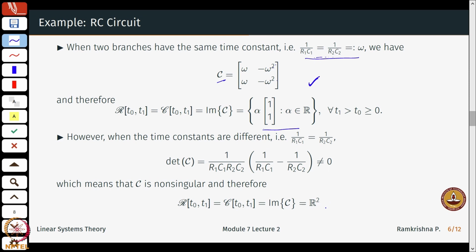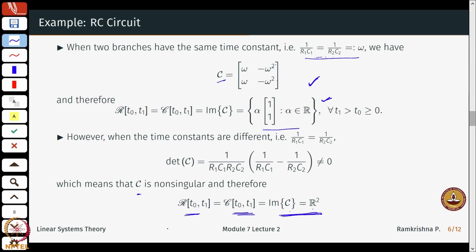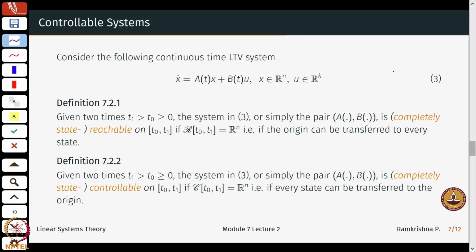So, when the time constants are different, C is non-singular and therefore, image of C is R2. In the first case, the image of C is just R1, right, because C is singular, and in the other case, because C is non-singular, the image of C will be R2. Image of C is also equal to the controllable subspace and also equal to the reachable subspace. Okay. So, what does this now have to do with, say for example, this quantity here where the image of C was only equal to R? What does this have to do with controllable systems?